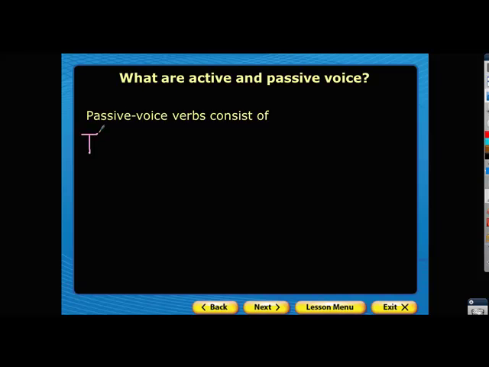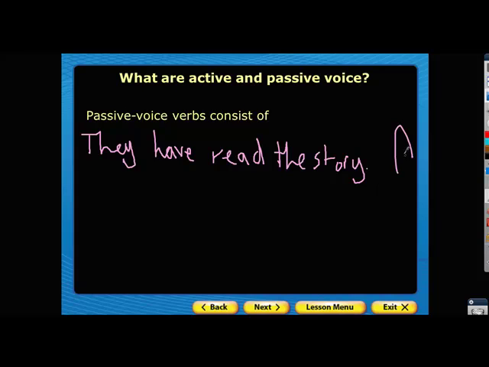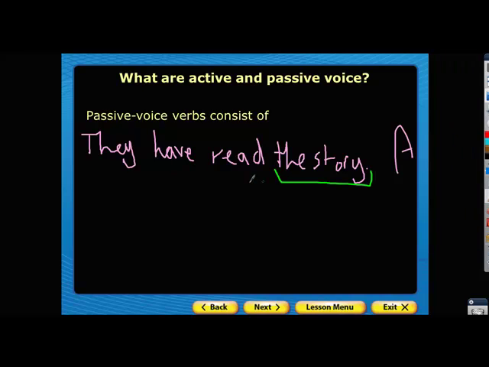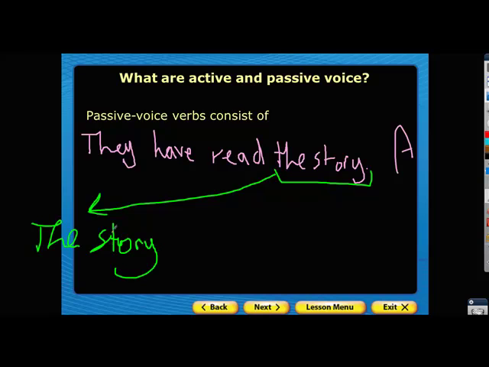Okay, let's say they have read the story. Hopefully it's true. Okay, this is active again. Let's shift it to the passive. Okay, as I told you, we start with the receiver of the action, here in this case, the story. And end with the performer, or you can skip it.